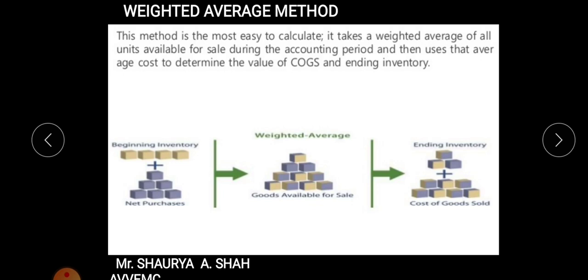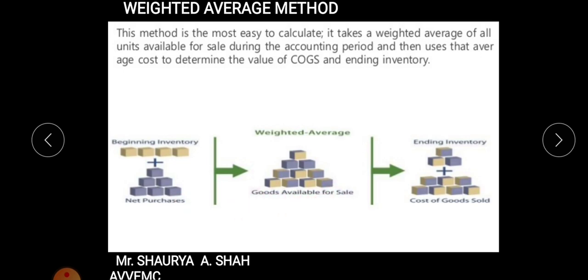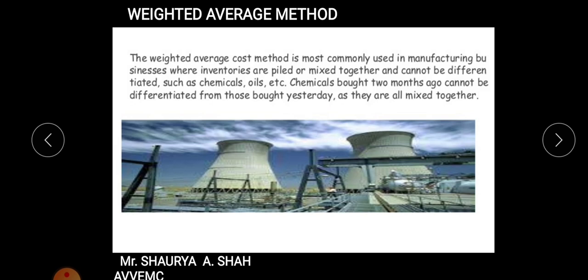What do you mean by average, students? Average is your mean, right? So this is the weighted mean method. Again, as you can see in the picture, beginning inventory is there. These are your purchases, goods available for sale, and then the ending inventory, right? So whatever opening balance you have plus what you have purchased, you mix up all the goods with their prices, calculate a weighted average, and the closing stock is calculated on the basis of the weighted average price. I hope it is clear, right?